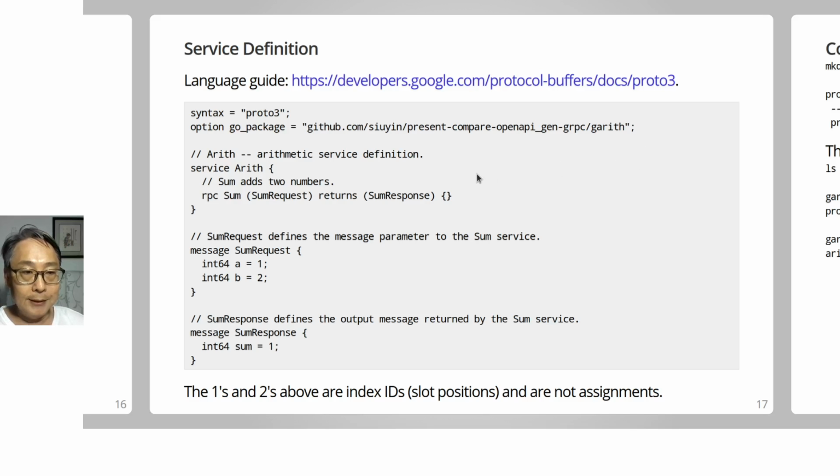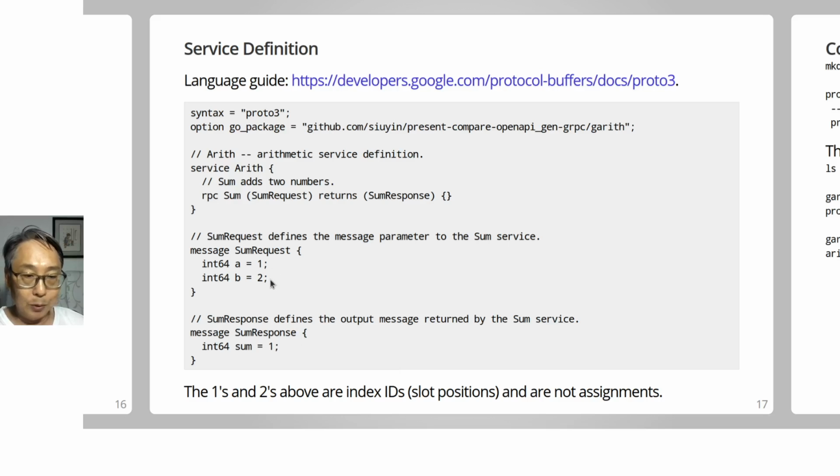The service is called arith, A-R-I-T-H, and there is one service call within the arithmetic server called sum. It takes a sum request and returns a sum response. Sum request comprises two parameters, A and B, and sum response comprises one parameter, sum.